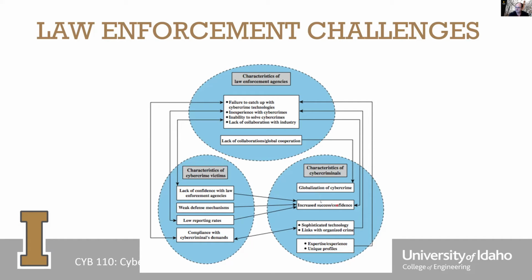They have increased success and confidence because of these left-hand side problems, the problems we're seeing with the weak defense mechanisms, the low reporting rates, lack of confidence, gives them increased success. More sophisticated technology definitely links with organized crime because, hey, it's a way to make money. And if there's a way to make money, they're going to do it. And they have expertise and experience, unique profiles.